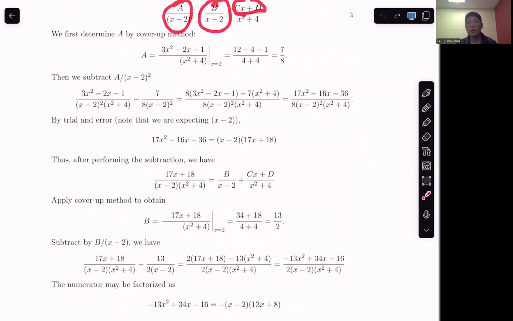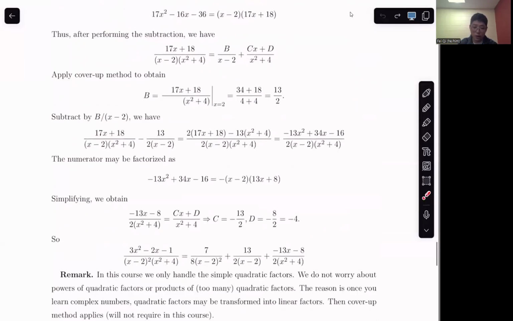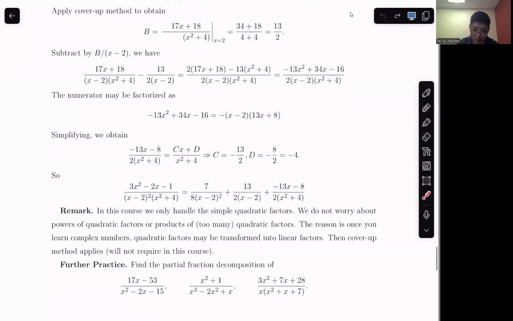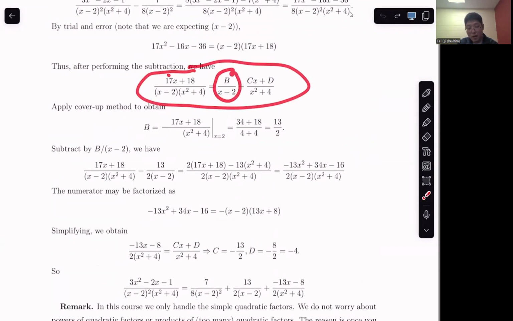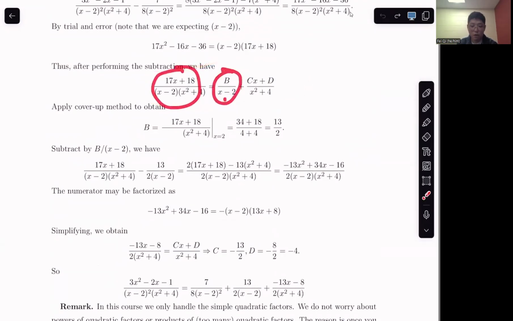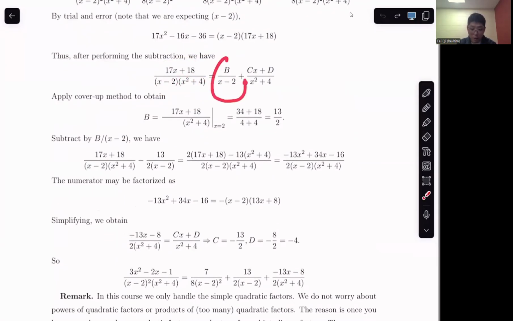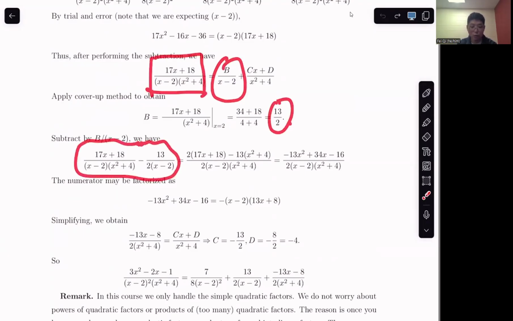And in order to handle that, subtract again. So all you need to do is, we started from this guy over here, and if I subtract B over x minus 2 on both sides, then on the left-hand side, after the simplification, I am supposed to get rid of the x minus 2 factor, and what remains is supposed to be a fraction with only x squared plus 4 downstairs. Let's carry out that process. So if we plug in B equals 13 over 2, and we subtract it from the left-hand side, this is the expression we get.